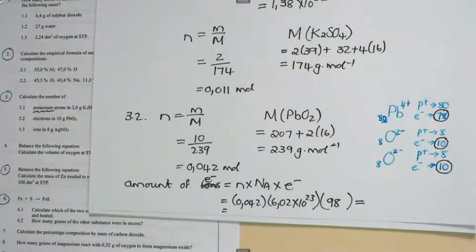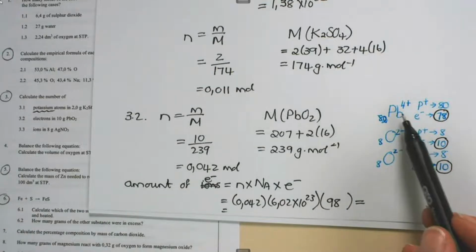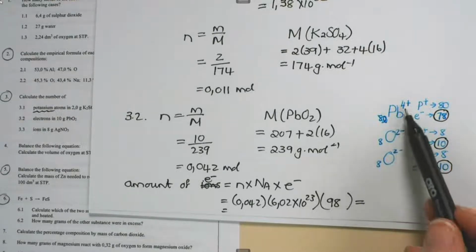So the amount of electrons will be equal to the amount of protons if it is an atom, if it's an element. But now in this case it is an ion, so it lost or gained electrons.